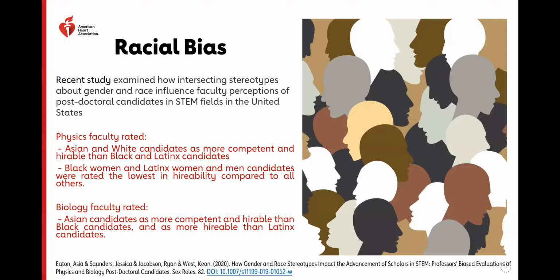Faculty in physics exhibited a gender bias favoring the male candidates as more competent and more hireable than the otherwise identical female candidates. Further, physics faculty rated Asian and white candidates as more competent and hireable than Black and Latinx candidates. Those in biology rated Asian candidates as more competent and hireable than Black candidates, and also as more hireable than Latinx candidates. An interaction between candidate gender and race emerged for those in physics, whereby Black women and Latinx women and male candidates were rated the lowest in hireability. However, like the previous study, women were rated the most likable across all candidates. These results highlight how understanding the underrepresentation of women, as well as racial minorities in STEM, requires examining both racial and gender biases, as well as how they may intersect.